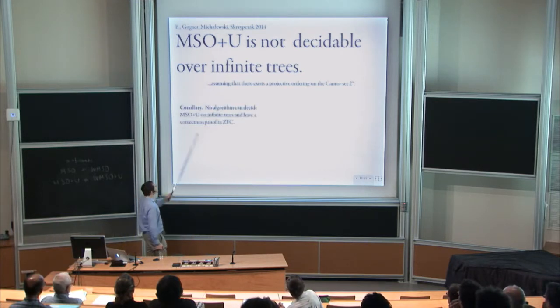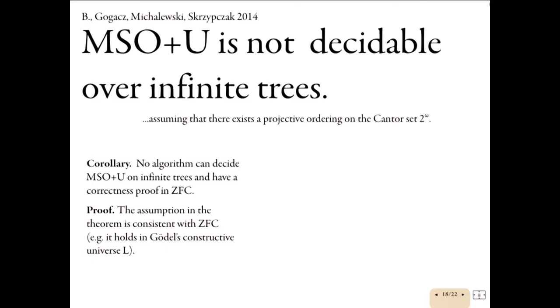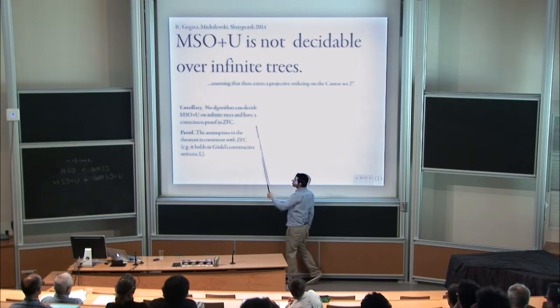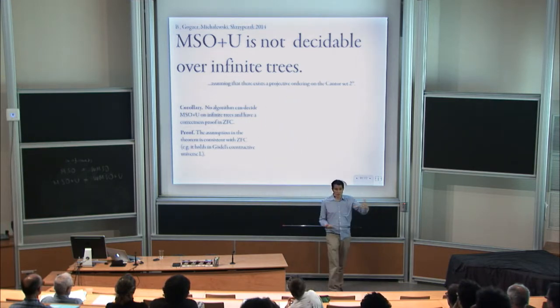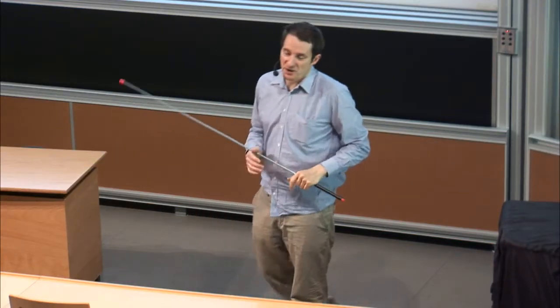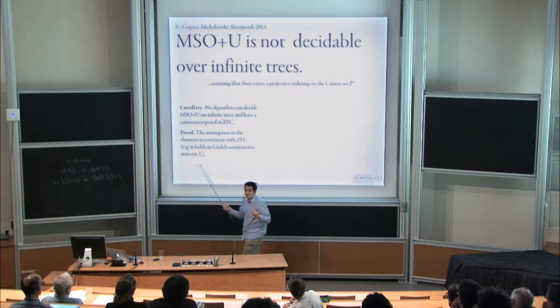So a corollary of this theorem is that there is no algorithm which decides MSO+U on infinite trees and has a correctness proof using the axioms of set theory and choice. And why is this a corollary? It's because this assumption, this set theory mumbo jumbo, happens to be something that's consistent with the axioms of choice. So if set theory has a model, then it has a model where this mumbo jumbo is true, and therefore MSO+U is undecidable in that model. So at least in some models of ZFC, MSO+U is undecidable. I think in all of them, but I don't know how to prove it. Certainly it says that it's not decidable in any meaningful way.